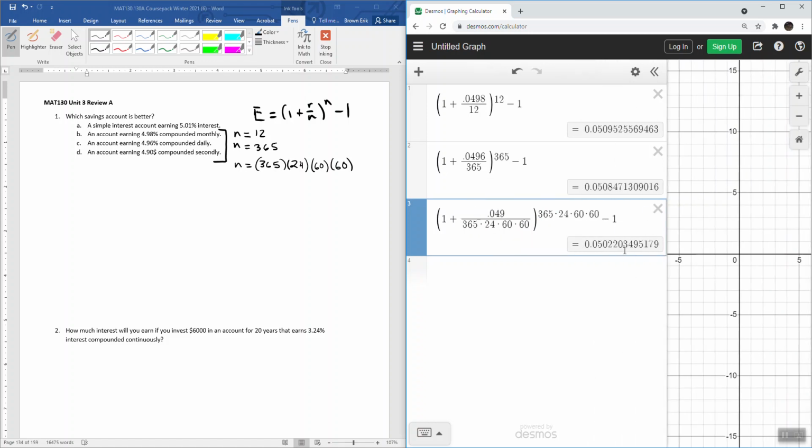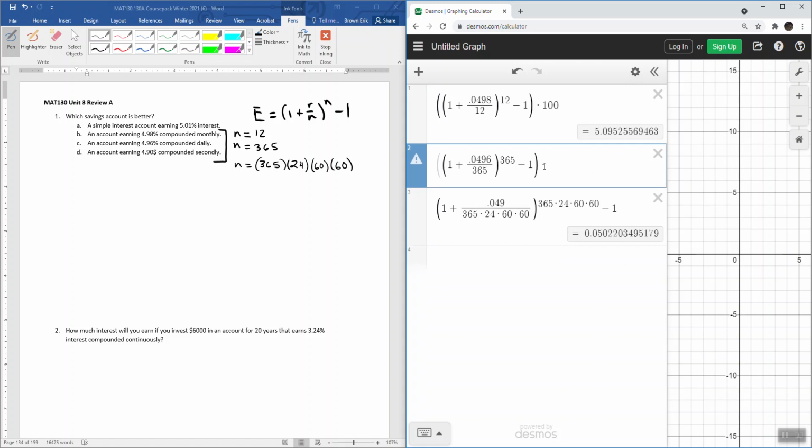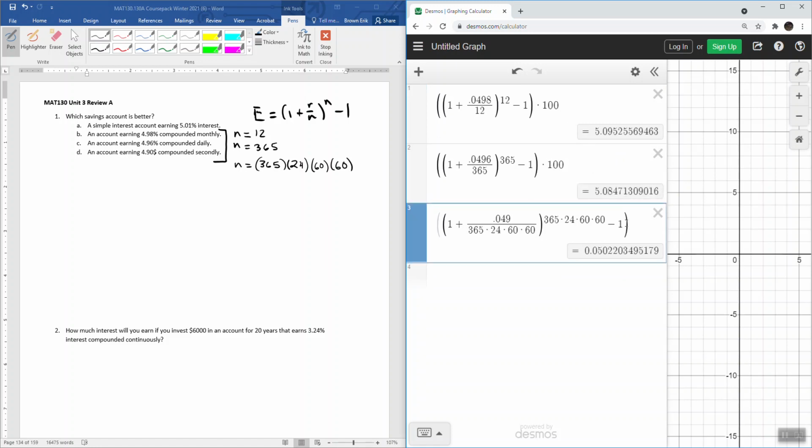So there's our three effective interest rates. Let's go ahead and multiply each one of these by 100, just in case we aren't comfortable doing that mental arithmetic of converting these into percents.